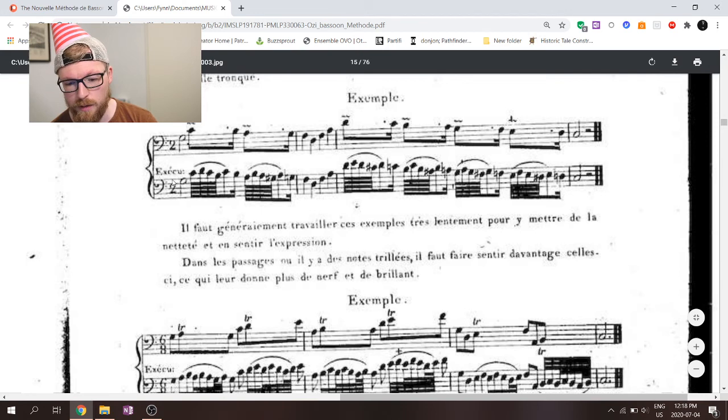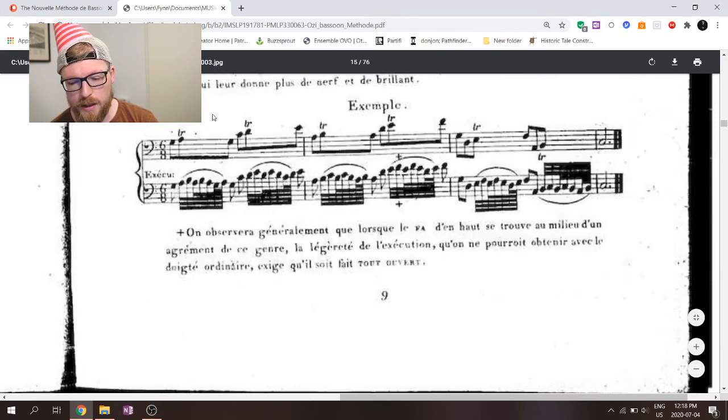That's actually a turn. Also interesting here is that when you have a trill in the middle of a group of three, it means something completely different. This would be worth doing as an exercise if you wanted to play that, because it looks very complicated actually, because it's not simply a turn, it's both a trill and a turn at the same time.